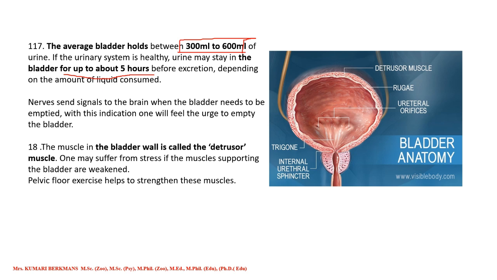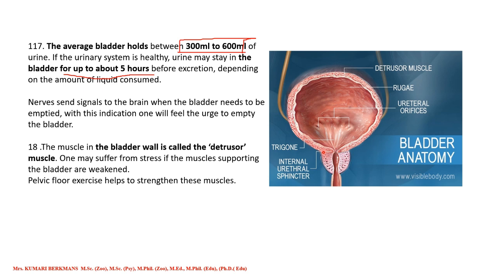Now see, nerves send a signal to the brain when the bladder is full and needs to be emptied. Who sends the message? It is the nerves from the urinary bladder. If it is full, they send the message to the brain. From the brain, it comes back to the urinary bladder to release it. Now, the muscle in the bladder is called the detrusor muscle.